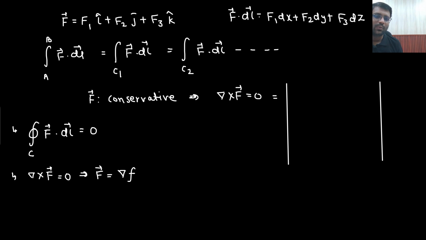I hope you remember two null identities: divergence of curl is 0, curl of gradient is 0. Curl of gradient is 0. So curl is 0, that means F is the gradient of something else. So F will be equal to the gradient of f. I hope you already know this.